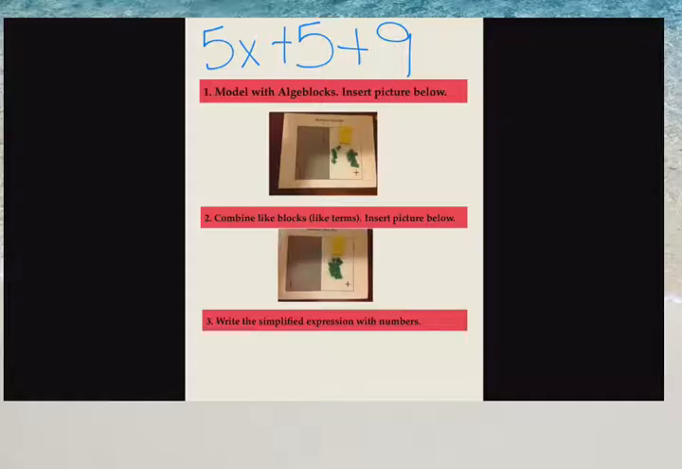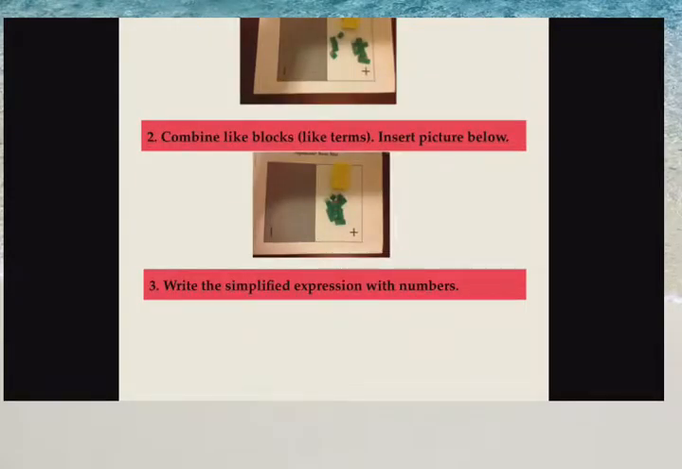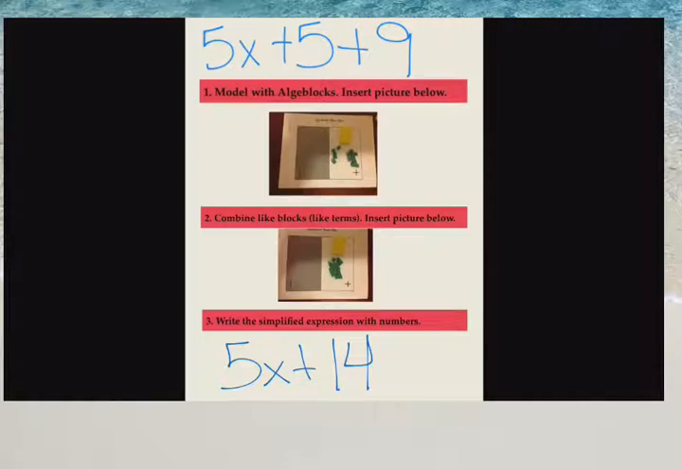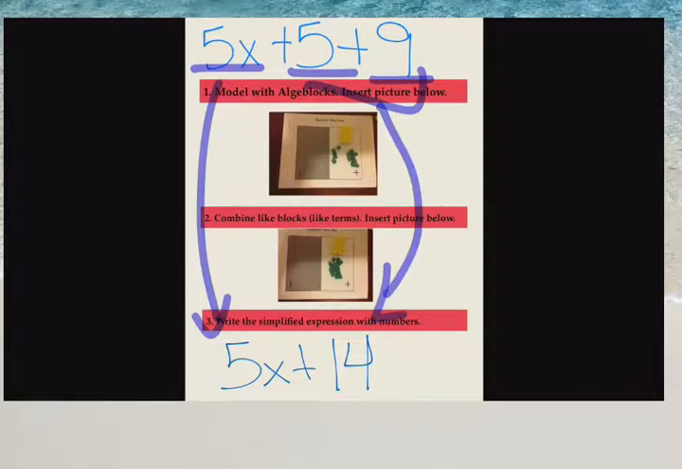Okay, last thing is to write our simplified expression with numbers. So again, we've got positive 5x plus a total of 14 positive green cubes. So 5x plus 14 is our expression simplified. Again, if we go back to our original expression, 5x, nothing to combine it with, so we've got 5x. 5 and 9 combine to make positive 14.